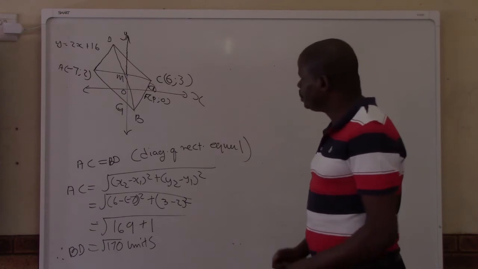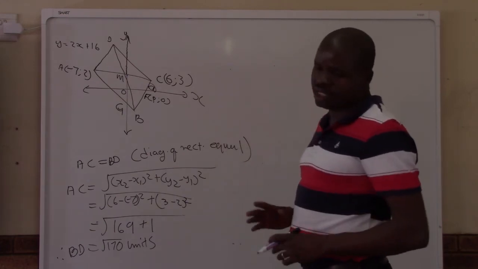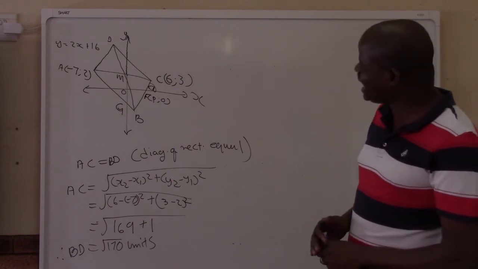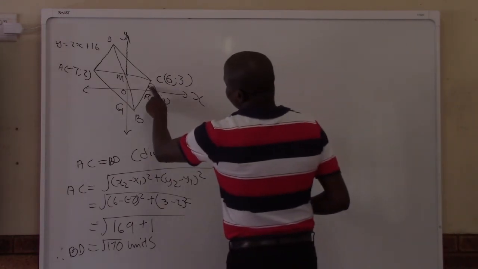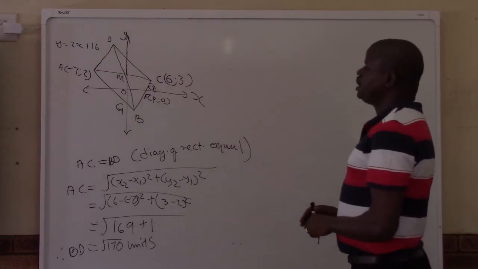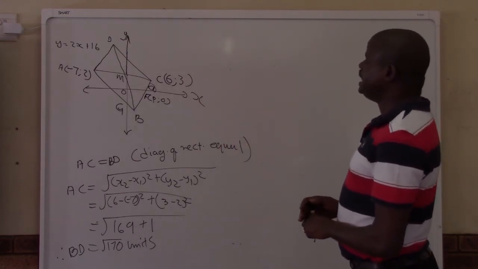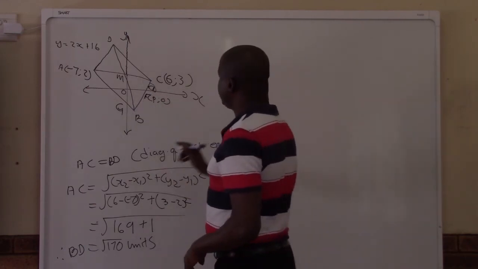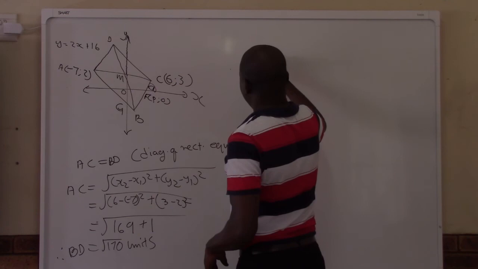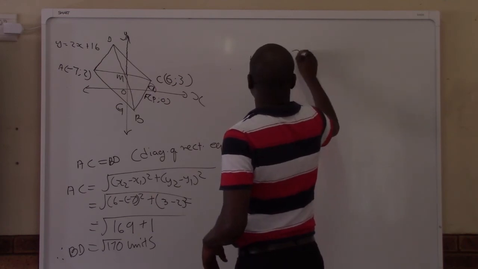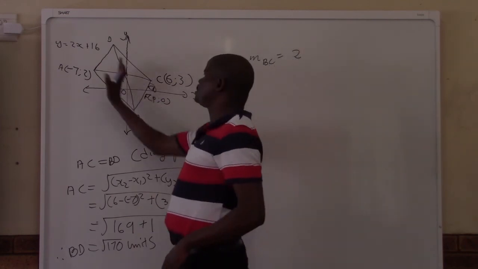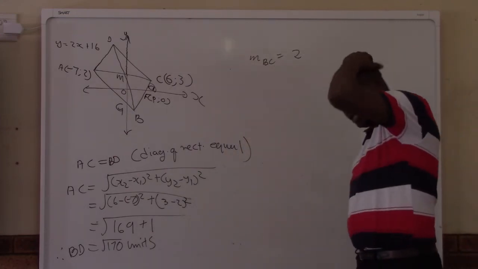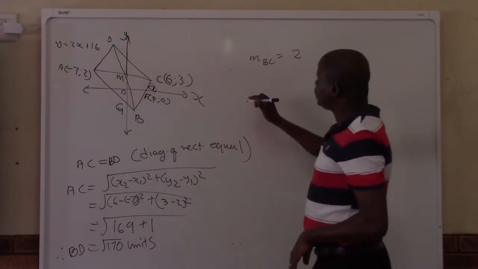And then the last question on what we have done so far is to calculate the size of alpha. There is our alpha. To calculate that size of alpha, we have calculated that gradient. So we know that the gradient of BC is equal to 2, because the gradient of BC and the gradient of AD are equal, and the gradient of AD is 2.